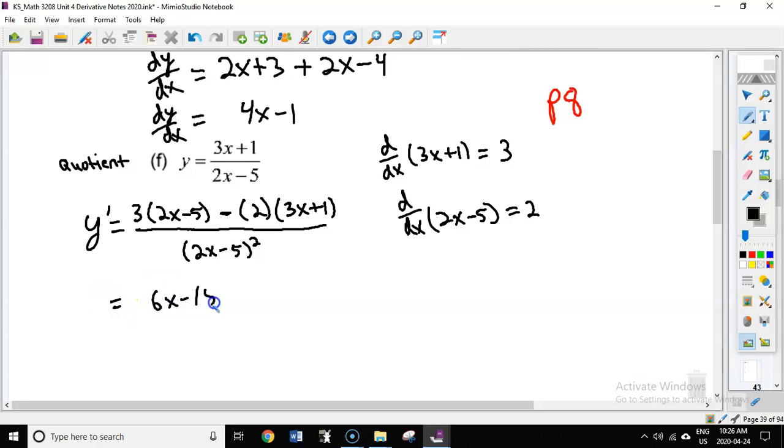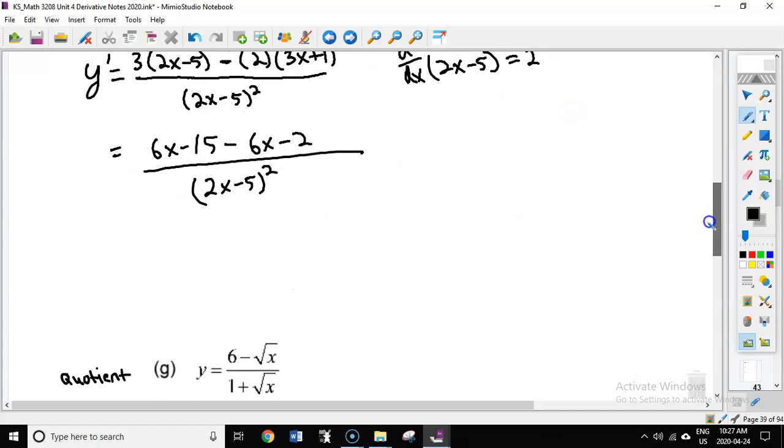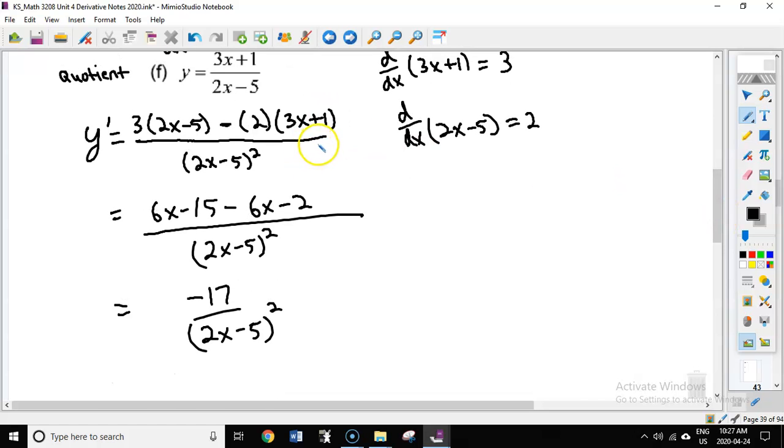6x minus 15 minus 6x minus 2, all over (2x minus 5) squared. The denominator, sometimes we really can't do much with. We just leave it squared. The numerator here, we get 6x minus 6x cancels out. Negative 15 minus 2 would be negative 17 over (2x minus 5) squared. So that's how you would do that quotient rule.